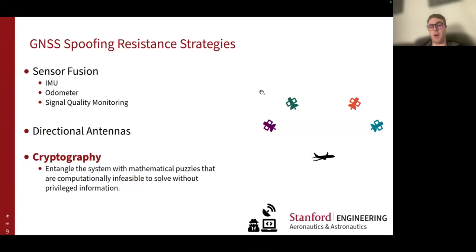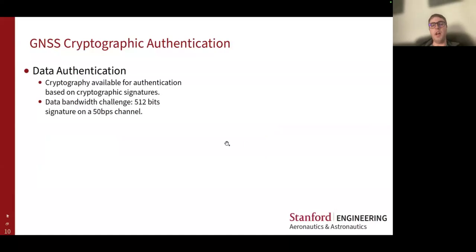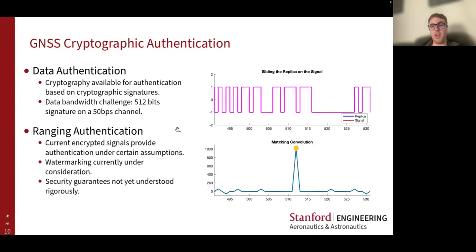But the focus of this presentation is cryptography. With cryptography, we entangle the GNSS system with mathematical puzzles that are computationally infeasible to solve without privileged information. There are two components. We can do data authentication, where we can use standard crypto methods provided there's enough bandwidth. That's its own separate challenge. But today it's about ranging authentication. Current signals can provide authentication under certain assumptions, and watermarking is currently under consideration, but the security guarantees are not yet understood rigorously. So what's watermarking?